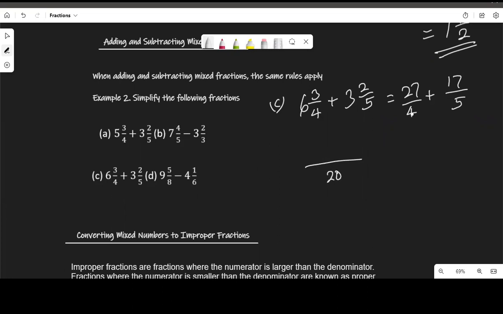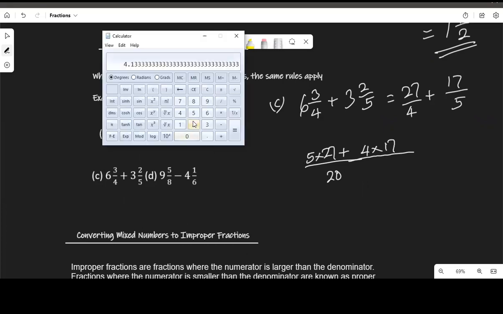20 divided by 4 is 5. We multiply that 5 by this 27. 5 times 27, plus 20 divided by 5 is 4. Multiply that 4 by 17. 4 times 17.